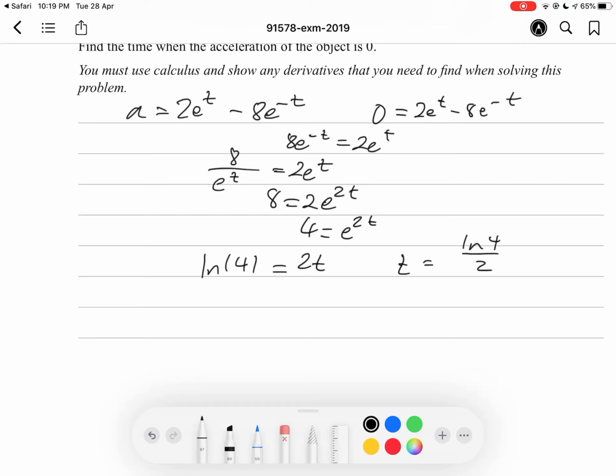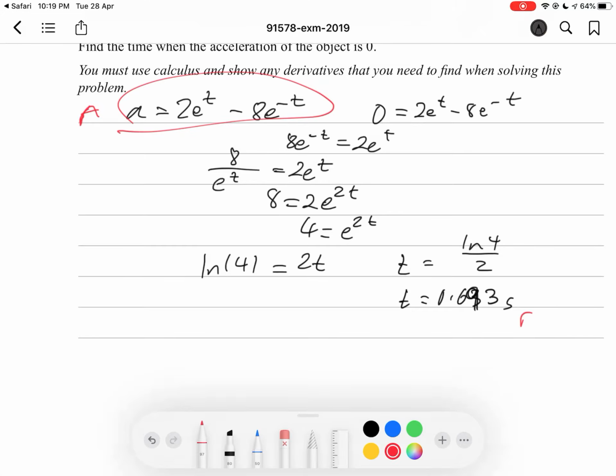So t equals ln of 4 over 2. That should give us a time of 0.693 seconds. And that is a merit level question. To get an achieved, all you need is a correct derivative. So a correct derivative, just the first step here, will get you an achieved.